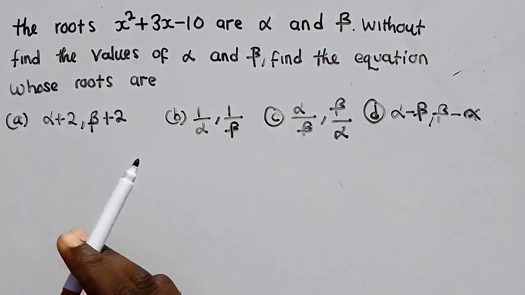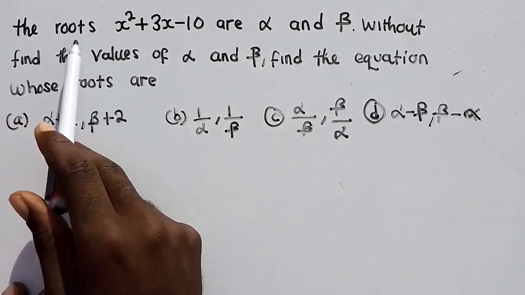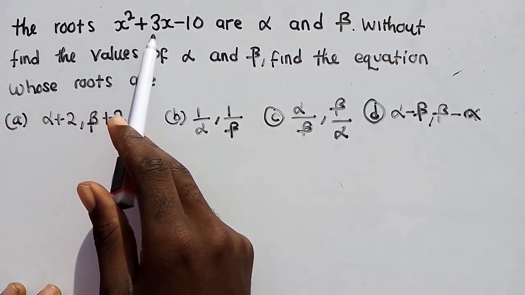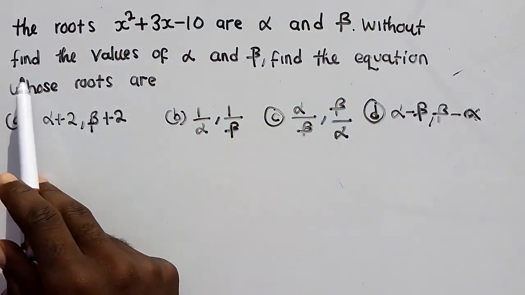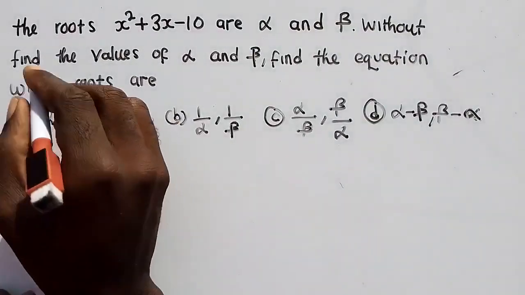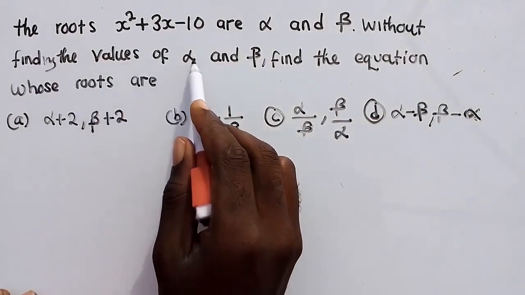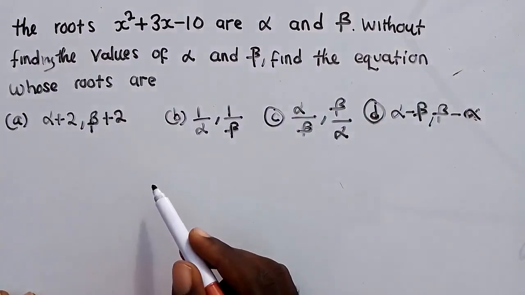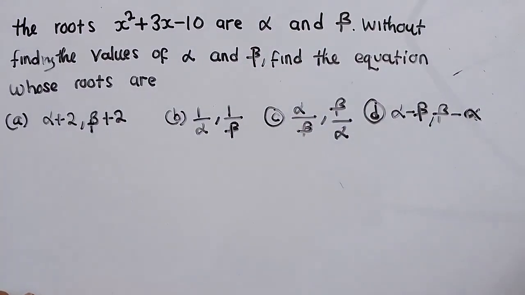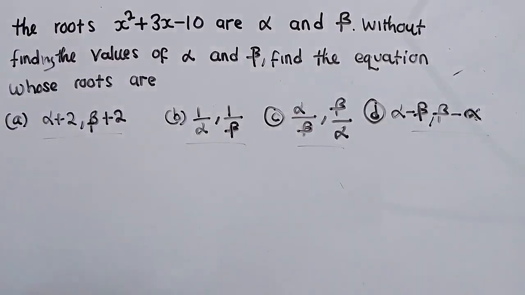So the question is under roots of a quadratic equation. The roots of x squared plus 3x minus 10 are alpha and beta. Without finding the values of alpha and beta, find the equation whose roots are these. So we want to find the equation whose roots are those. These are the questions that we want to discuss together.